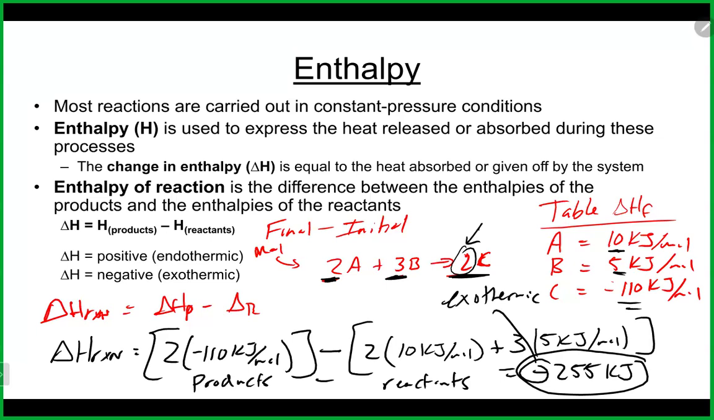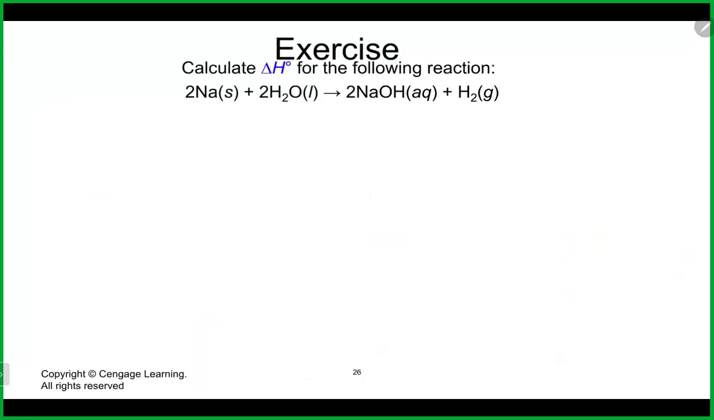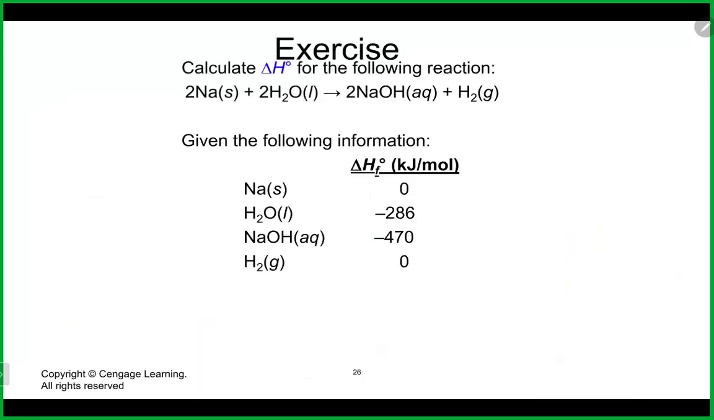Okay, so let's take a look at some examples. Once you give this a go, this is again the table where you would find these values. Calculate the delta H for this reaction and also determine whether it is exothermic or endothermic. Again, those would be table values that you would find. So let's take a look.